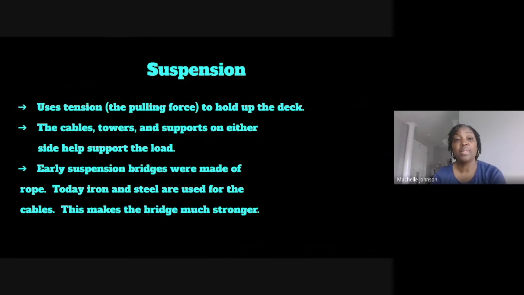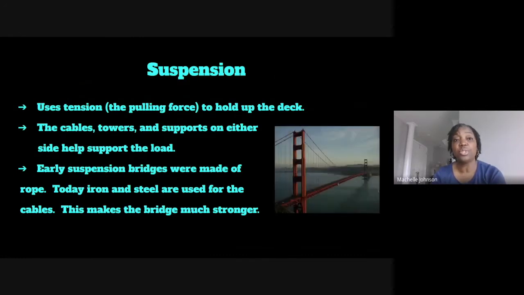The next type is our suspension bridge. The suspension bridge uses tension, the pulling force, to hold up the deck. It looks like it's being held up by wires, but the cables, towers, and supports on either side help to support the load. Early suspension bridges were made of rope. Today, iron and steel are used for the cables. This makes the bridge much stronger. Check out these suspension bridges.